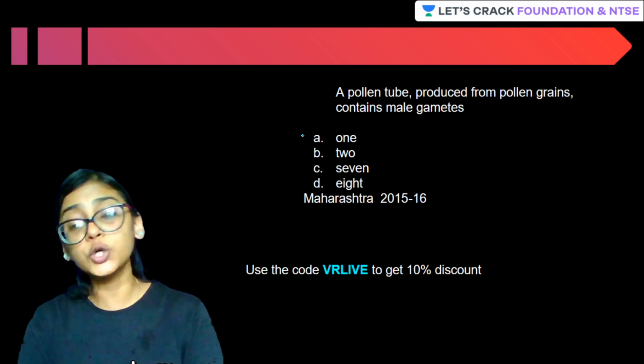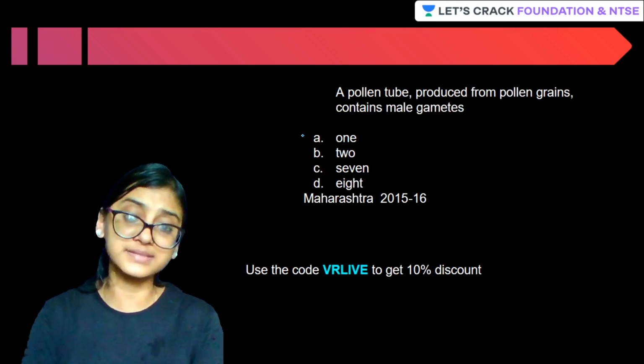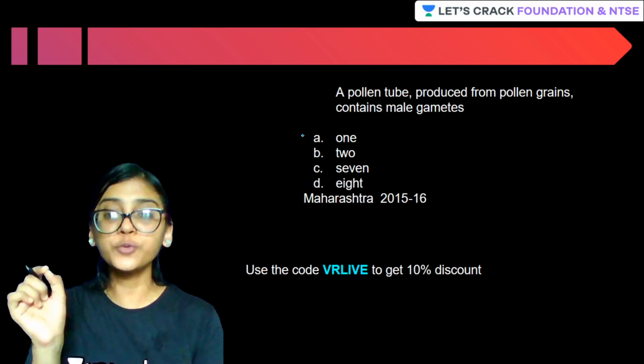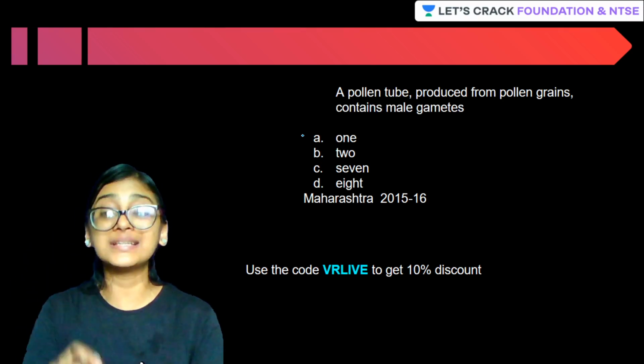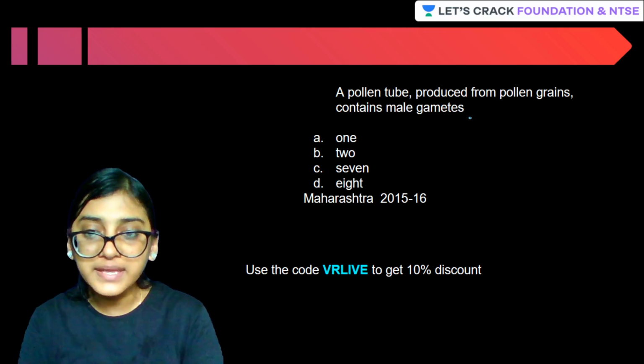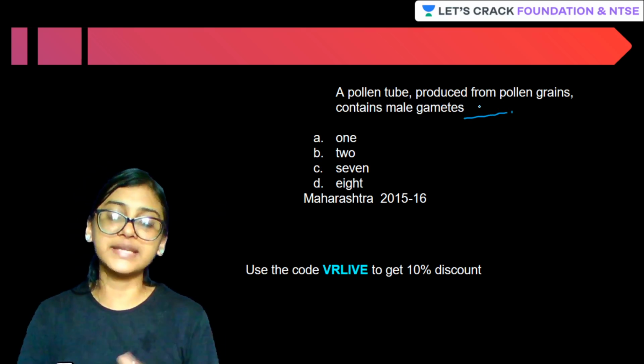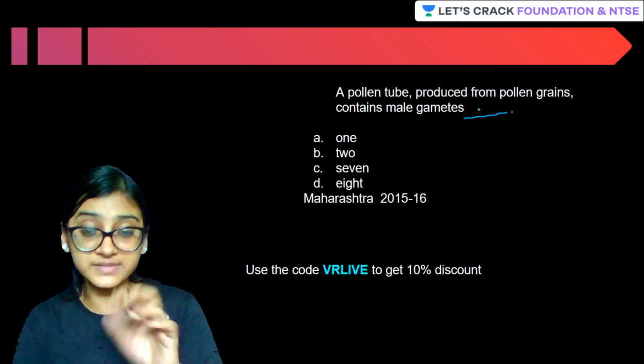A pollen tube produced from a pollen grain contains male gametes. So a pollen tube produced from pollen grains contains male gametes of how many number? 1, 2, 7, 8. Maharashtra NTSE 15, 16.